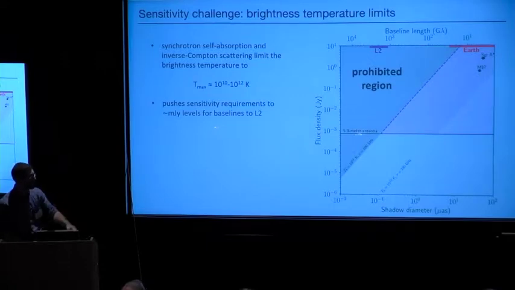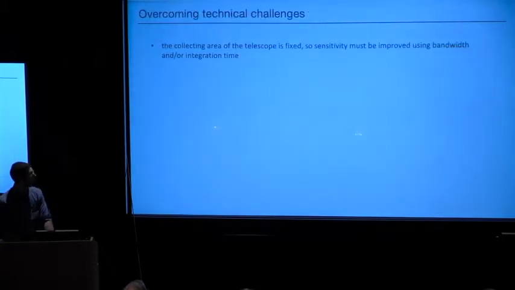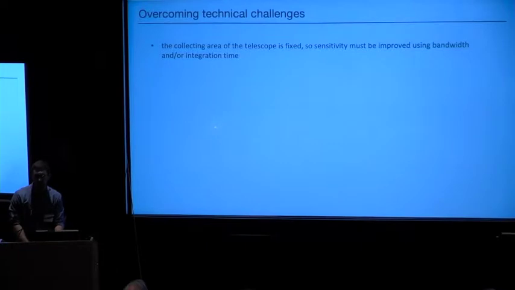And again, you really see that at the baseline length or shadow diameter corresponding to the L2 baselines, you're not going to see anything above a millijansky just because of this brightness temperature limit. So that really is going to be the big challenge to ever making something like this work. And overcoming this challenge is not going to come from increasing the telescope area, right? Because Origins is going to have a fixed diameter. So we're talking about something like bandwidth or integration time improvements.